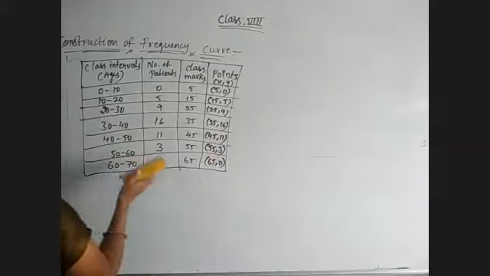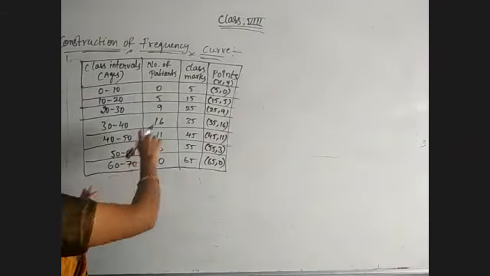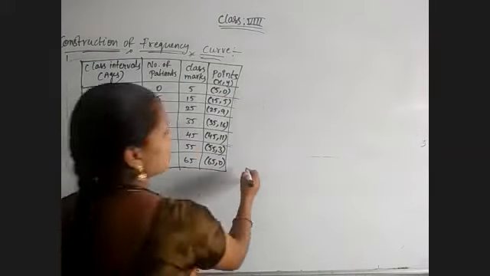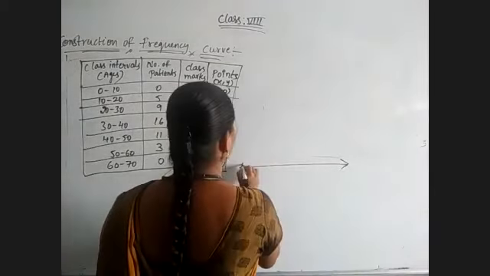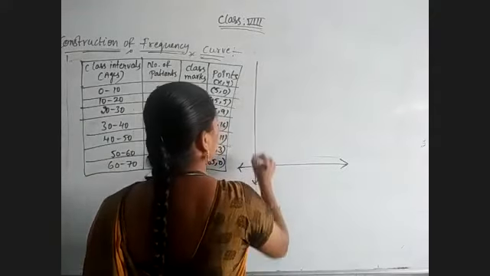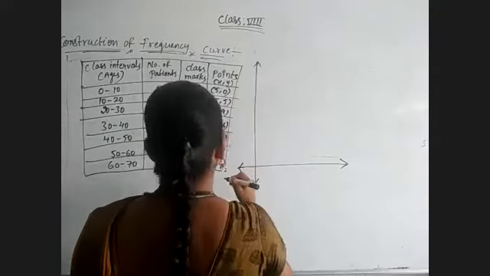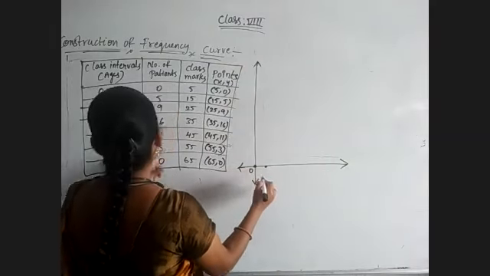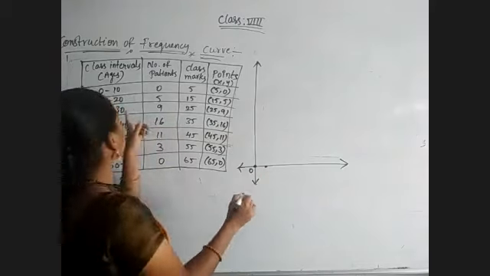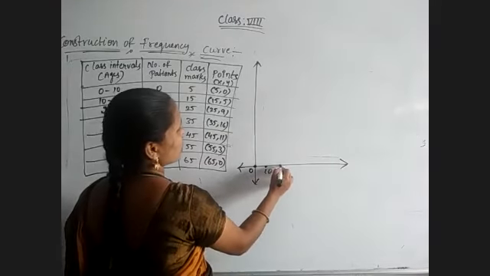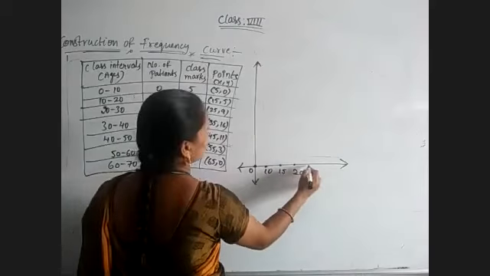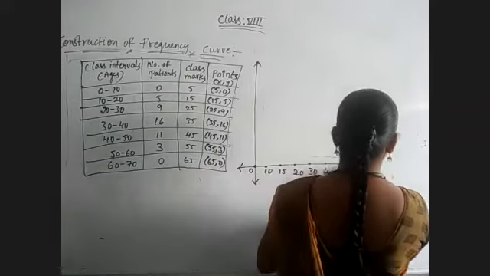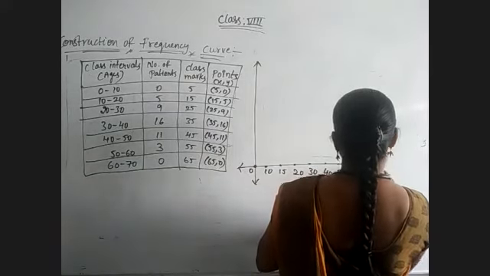Now we got the points and we have the frequencies also. So we will denote these on the graph, by using graph paper we must draw the frequency polygon first, after that the frequency curve. On the x-axis we have to denote class intervals, that is 0 to 10, 20, 30, 40, 50, 60, 70.